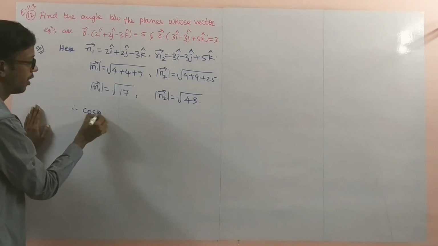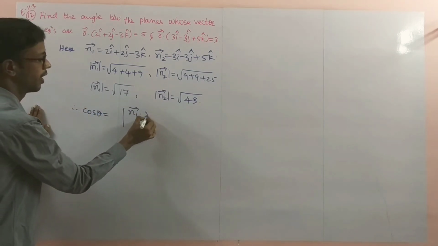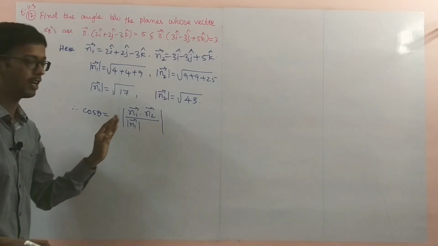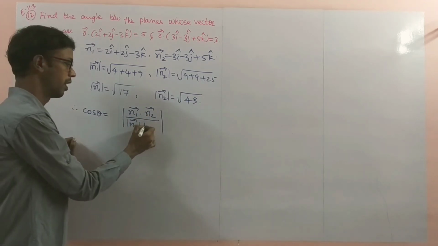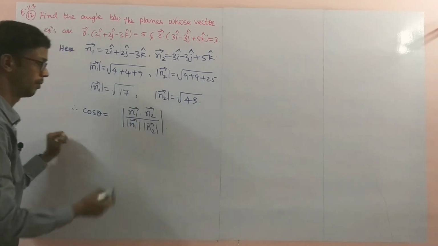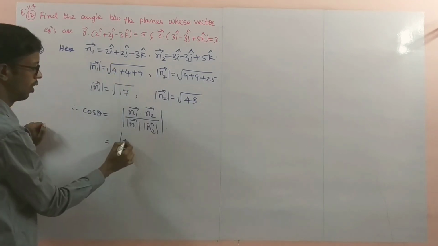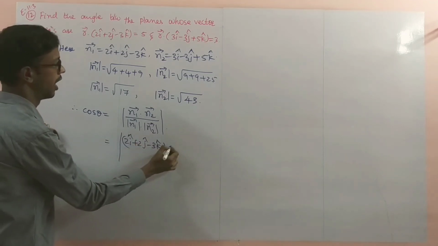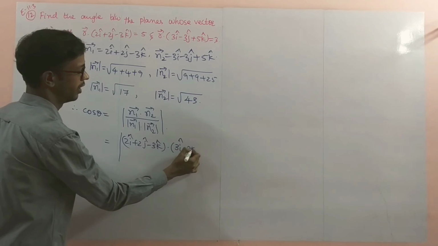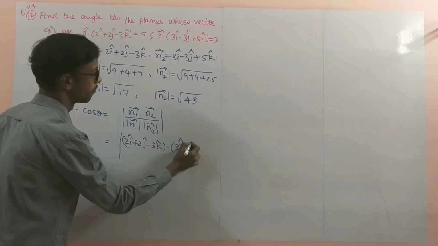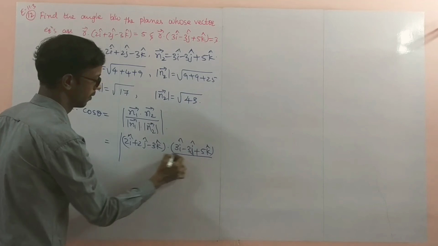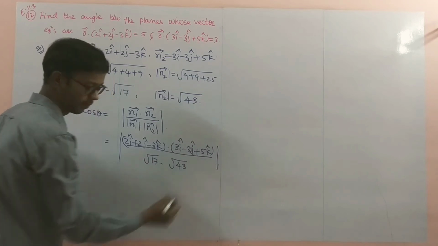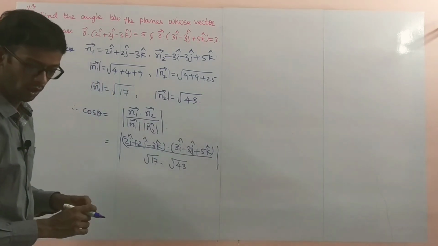Therefore, cos theta is equal to formula: mod of n1 bar dot n2 bar by magnitude of n1 bar into magnitude of n2 bar. Substitute here: 2i cap plus 2j cap minus 3k cap dot 3i cap minus 3j cap plus 5k cap, divided by root 17 into root 43.